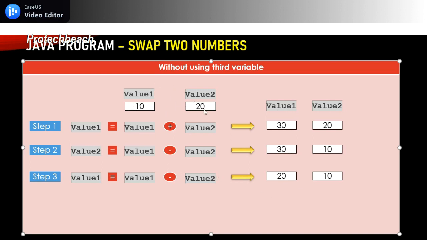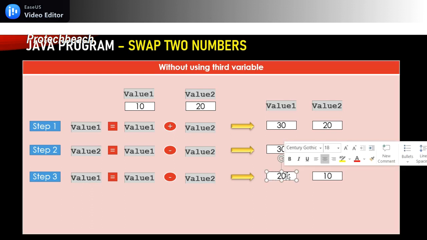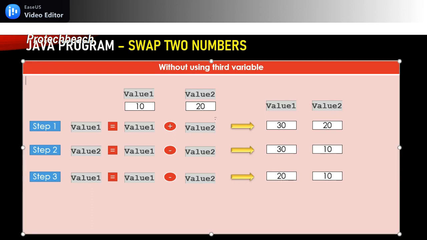Now we should get 20 into value 1. In the third step we can achieve this: value 1 minus value 2. Value 1 we already have as 30, and value 2 we have as 10. So 30 minus 10, and I'm assigning it to value 1. So it is 20. Value 2 retains the same. In the output, we got value 1 as 20 and value 2 as 10. We swapped these two numbers without using the third variable.